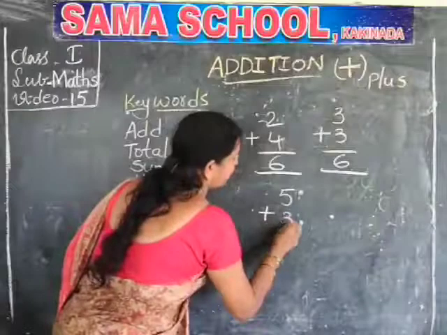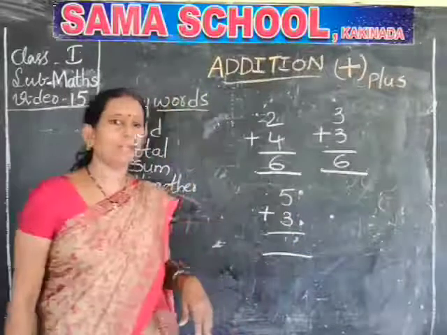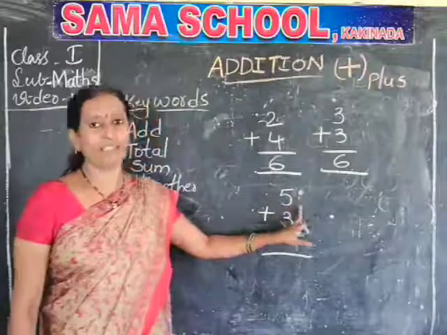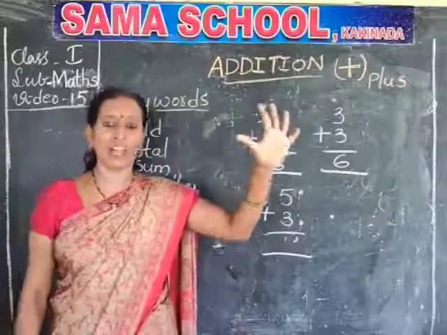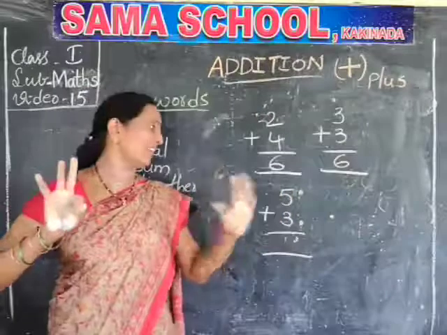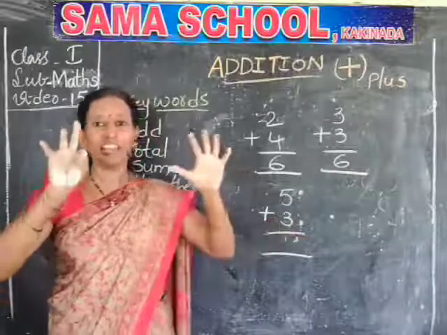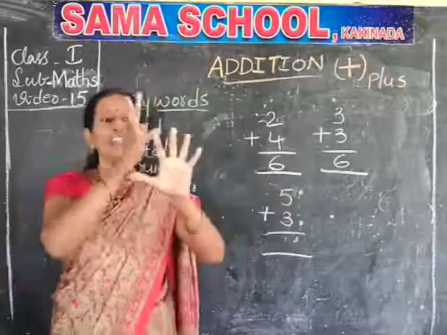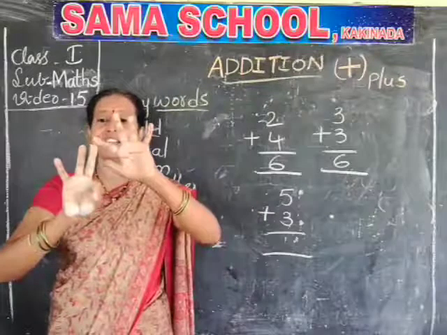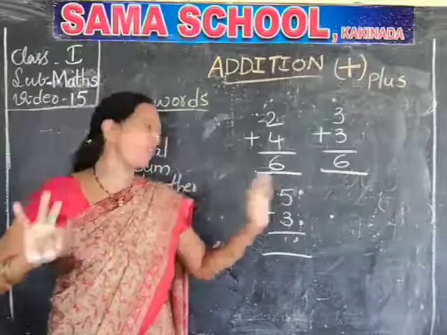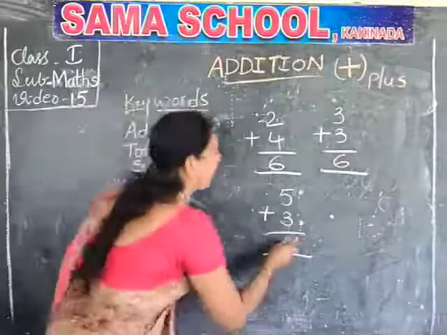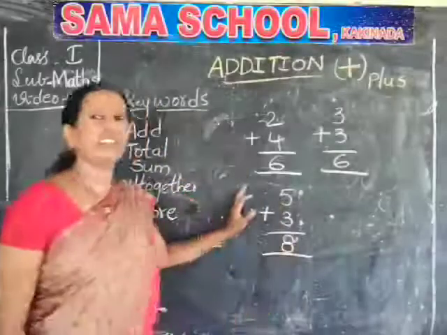5 plus 3. So first, what is the number? 5. You take 5 fingers in one hand and how many more are you adding? 3 more you are adding. Now 1, 2, 3, 4, 5 and 3. 6, 7, 8. So 5 plus 3, what sum are you getting? 8. This is the addition.